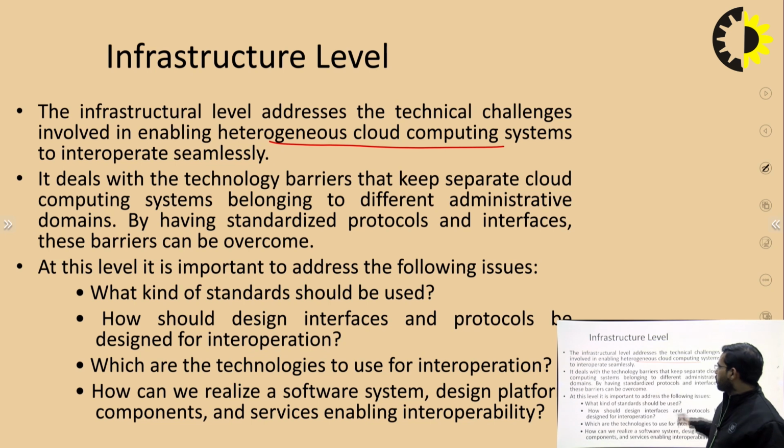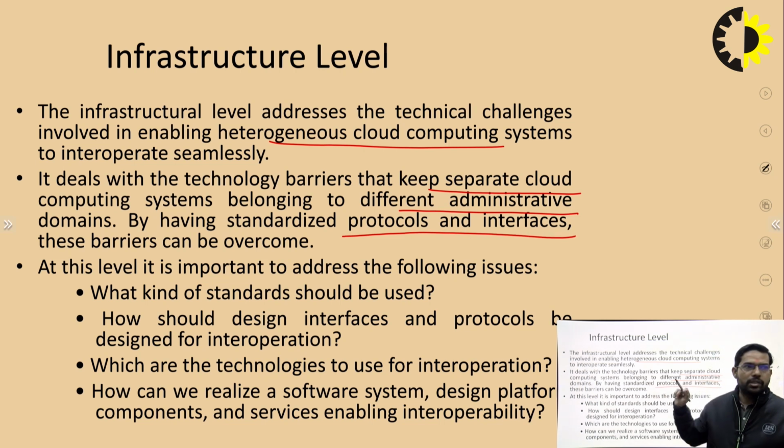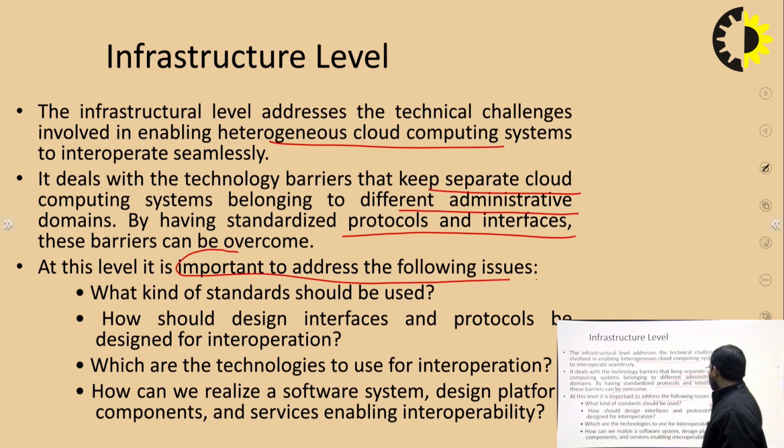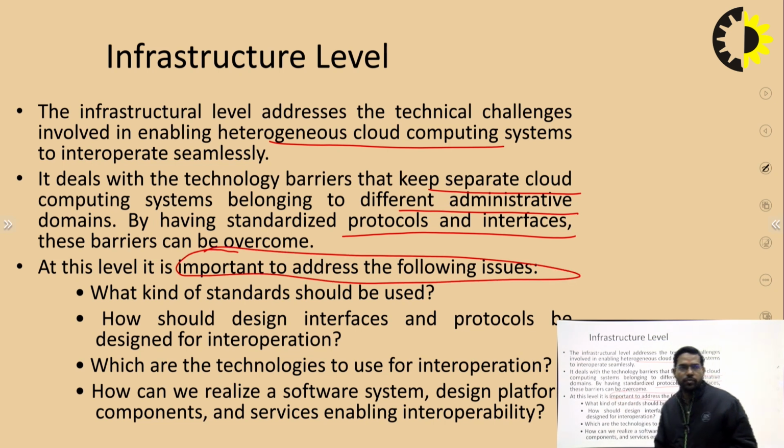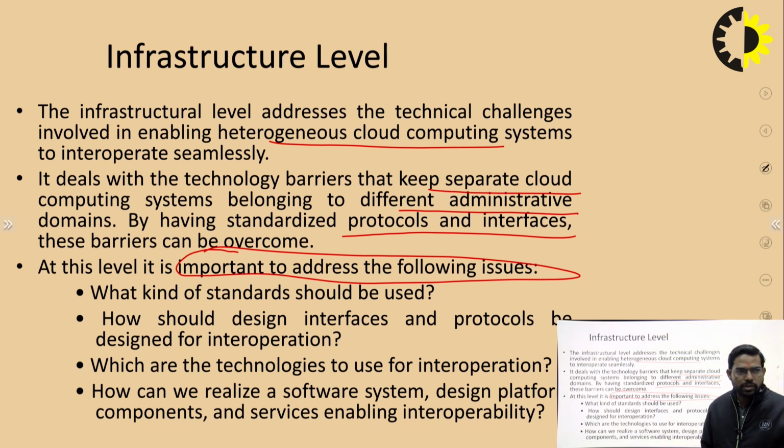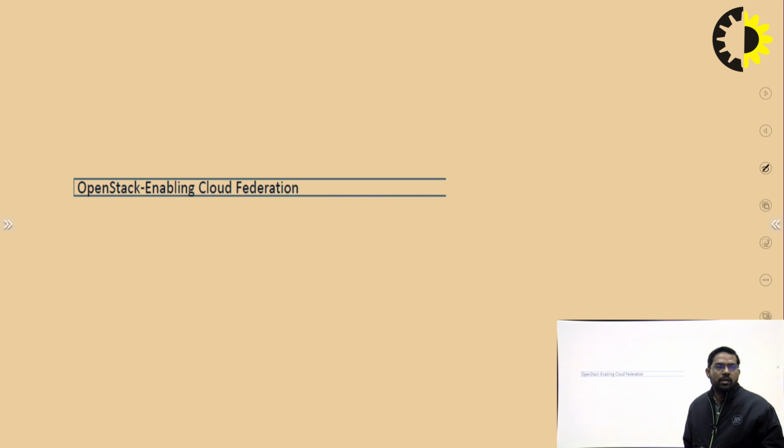It deals with the technology barriers that keep separate cloud systems belonging to different administrative domains apart, by having standardized protocols and interfaces. These barriers can be overcome. At this level, it is important to address the following issues. The first issue is what kind of standard should be used, and how interfaces and protocols should be designed for interoperation. Which are the technologies for the user interface, which kind of protocols are there, and which software system, platform components and services enable interoperability.